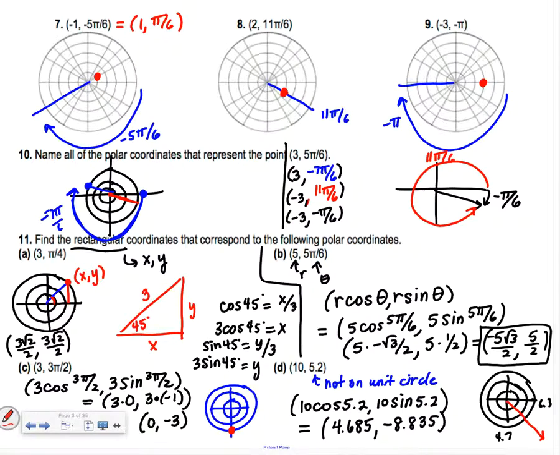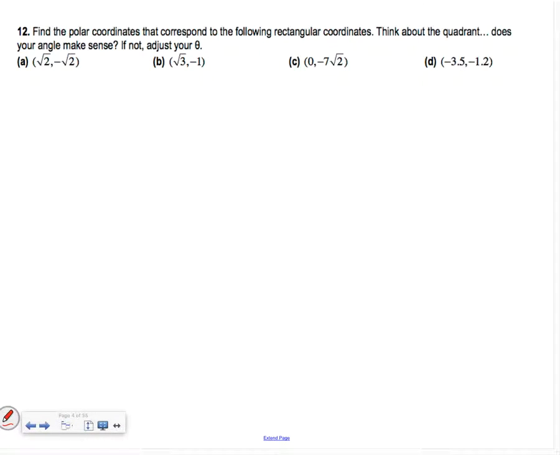All right. Last little bit. Find the polar coordinates that correspond to the following rectangular coordinates. So think about the quadrant. Does your angle make sense? If not, adjust your theta. Okay, so you should always think about the quadrant.